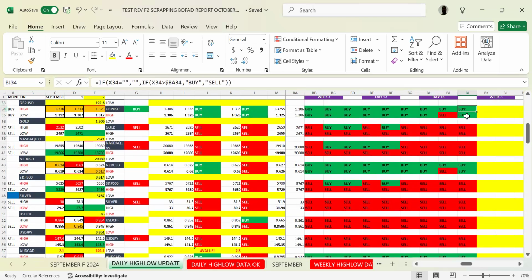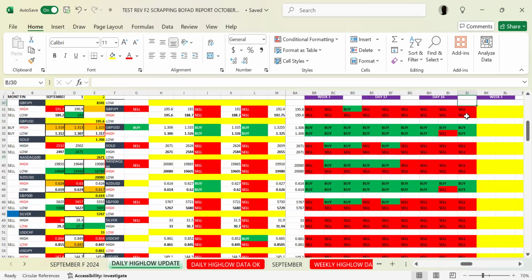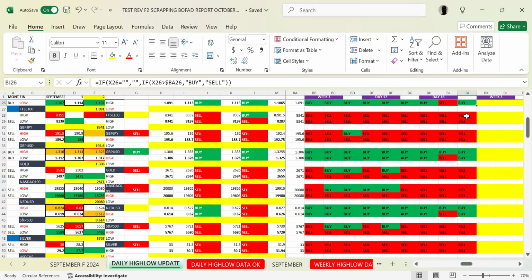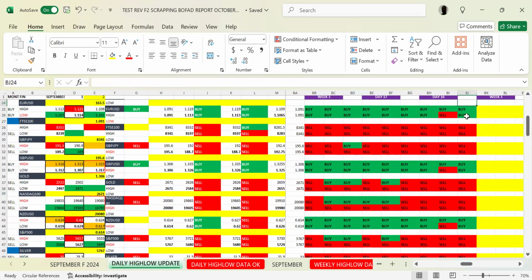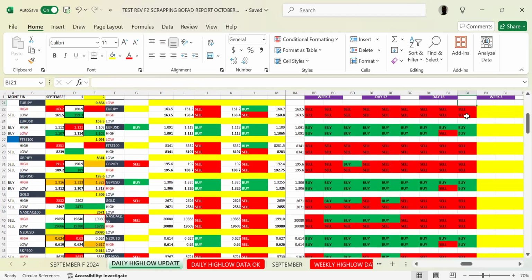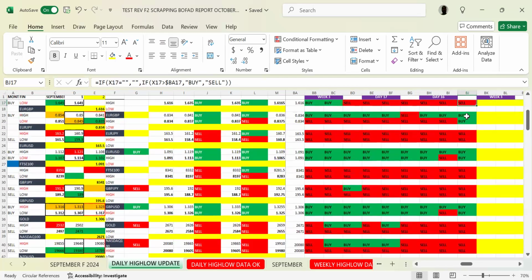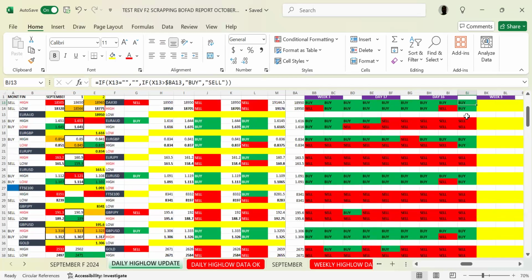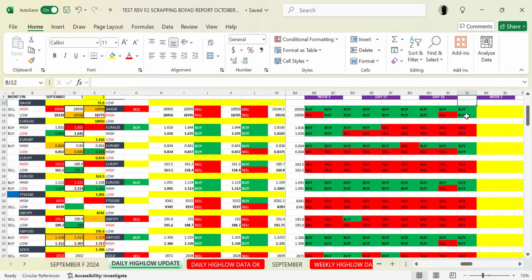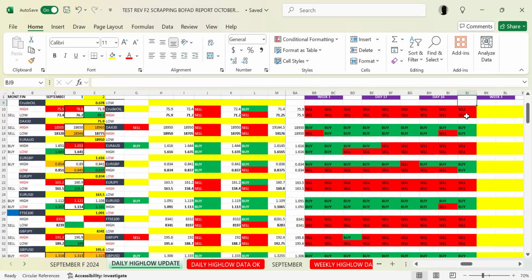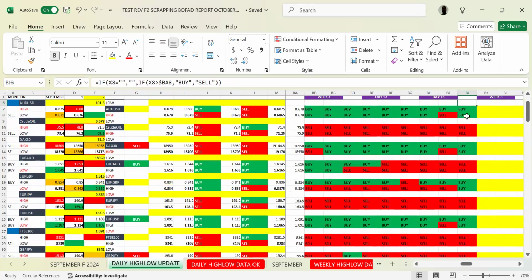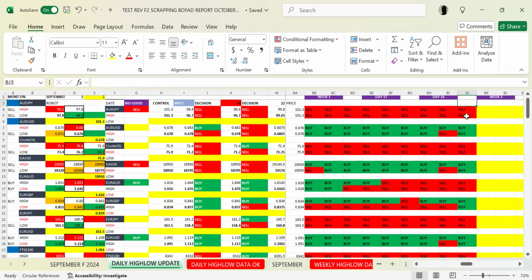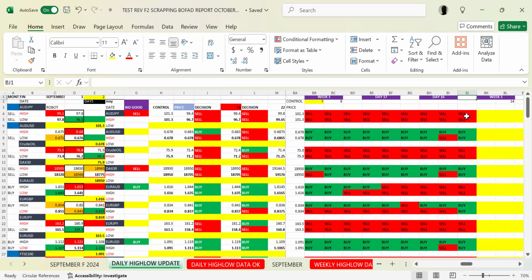GBP USD, it's a buy. GBP JPY is a sell. FTSE is a sell. Euro USD is a buy. Euro JPY is a sell. Euro GBP is a buy. GBPUSD is a sell. DAX is a buy. Crude oil is a sell. AUD USD is a buy and AUD JPY is a sell.